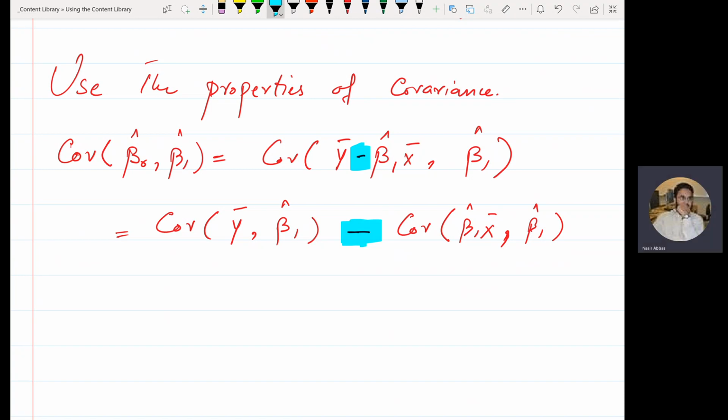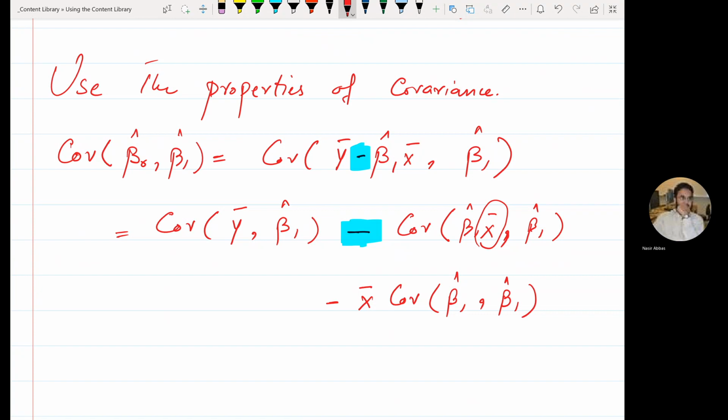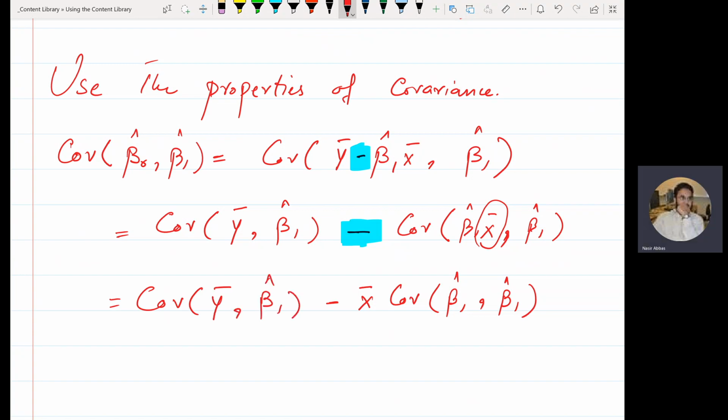Then there is another property of covariance. How does a constant come out of the variance? Squared. How does a constant come out of covariance? Without square, just as it is. If the constant is in only one place, it comes out one time. If it is in both places, it comes out squared. So this term becomes x bar only one time, times covariance of beta 1 hat with beta 1 hat. And this other term stays covariance of y bar with beta 1 hat.